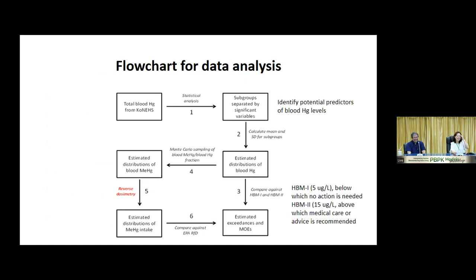Okay, so that is step number one, right? So she did some statistical analysis to find out which one predicts blood, again, predict or correlated, not cause, but correlated with blood mercury level.